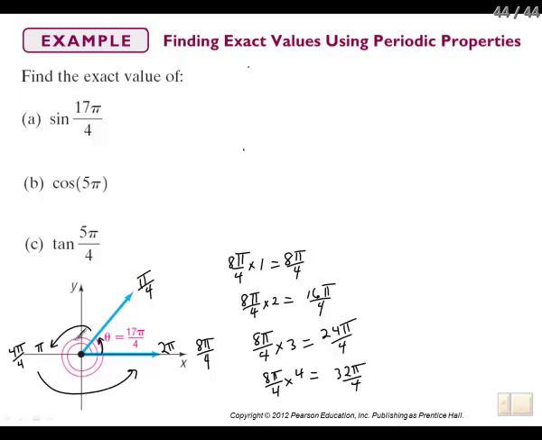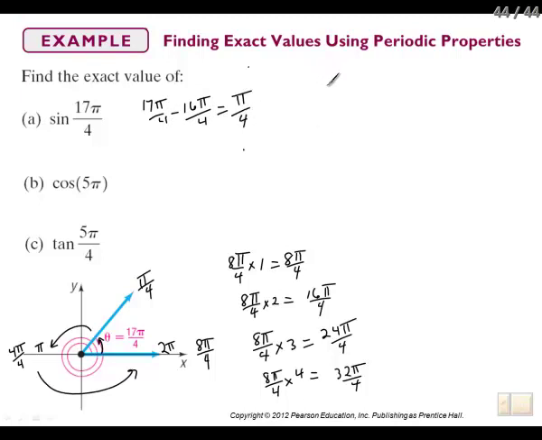So each time you go a whole revolution, and as long as you don't go past the next one, that's the angle that you're going to use. So here we have 17 pi over 4. If we took 17 pi over 4 minus 16 pi over 4, we get 1 pi over 4.